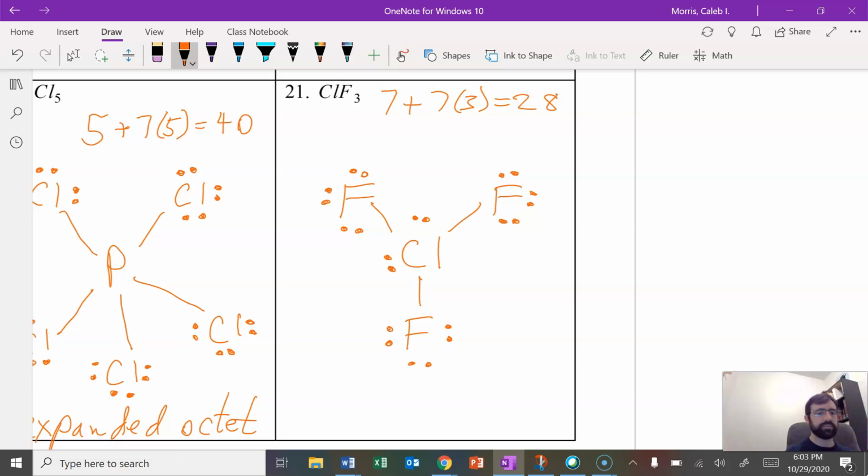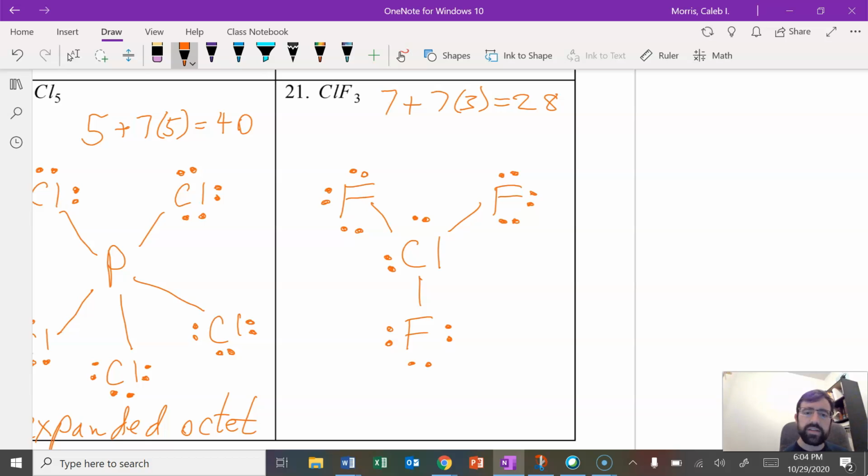So again, you always do your math first. Find what's available, then we do the skeleton, then we make the outsiders happy. If we have leftovers, they go on the central atom, and then we check the number to see if all of the atoms are happy. If they are short, if they don't have enough electrons, we can do double bonds. But if they have too many, there's nothing you can do other than just put the extras on the central atom.